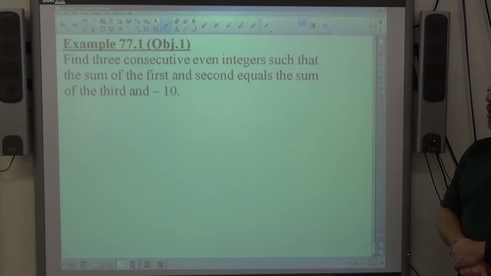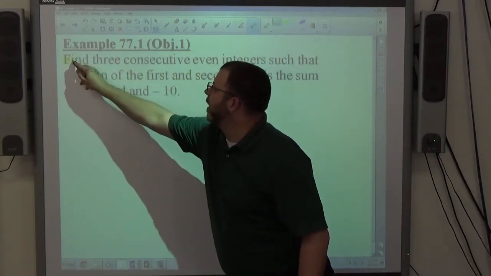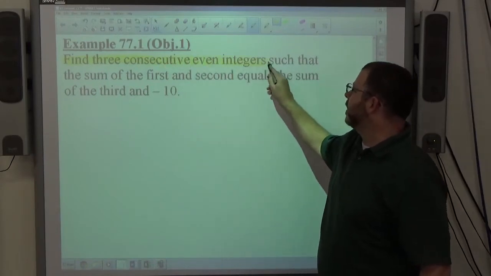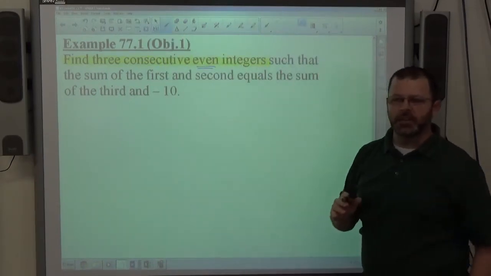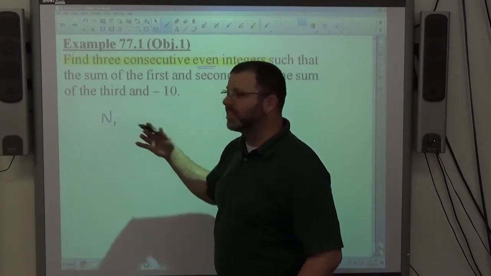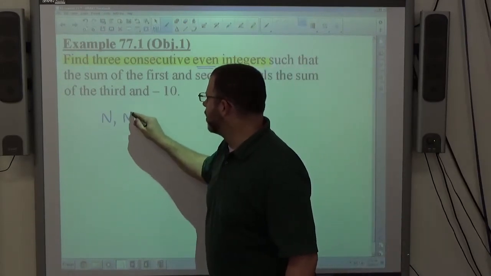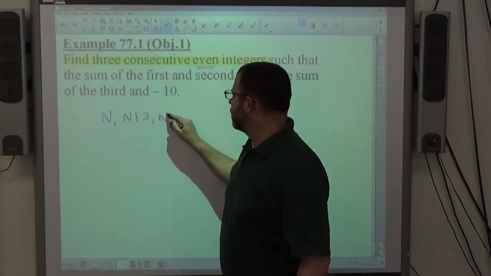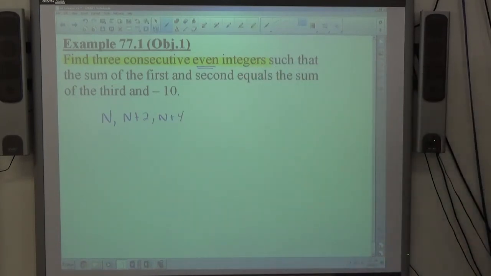So if we look at example 1, it says find 3 consecutive even integers. So again, I see the words consecutive integers, I immediately know it's this kind of problem. I see the adjective even, that tells me that it's going to be an unknown setup of the first number n representing some even number, because we're looking for even integers. The next even number is going to be 2 bigger than that. The next one's going to be 2 bigger than that. It says find 3, so I only have to list 3. If it said find 4, I'd want to include n plus 6.